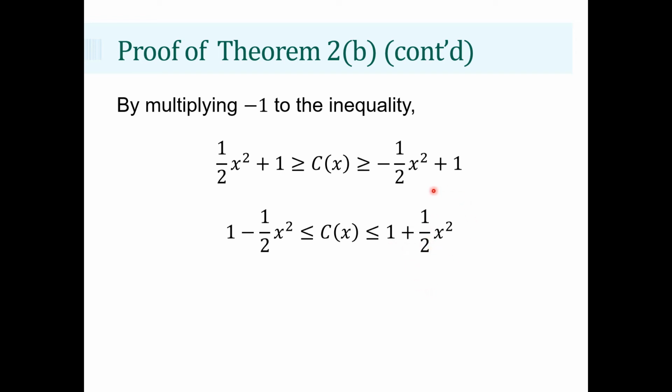Observe that dito sa part na to, more than 1 na siya. Eh di ba sabi natin kanina, ang cosine x, ang bound lang niya is from negative 1 to 1. So actually, pwede nating sabihin na hanggang 1 lang yan. And that is c of x is greater than or equal to 1 minus 1/2 x squared, but less than or equal to 1, which proves our theorem 2b.